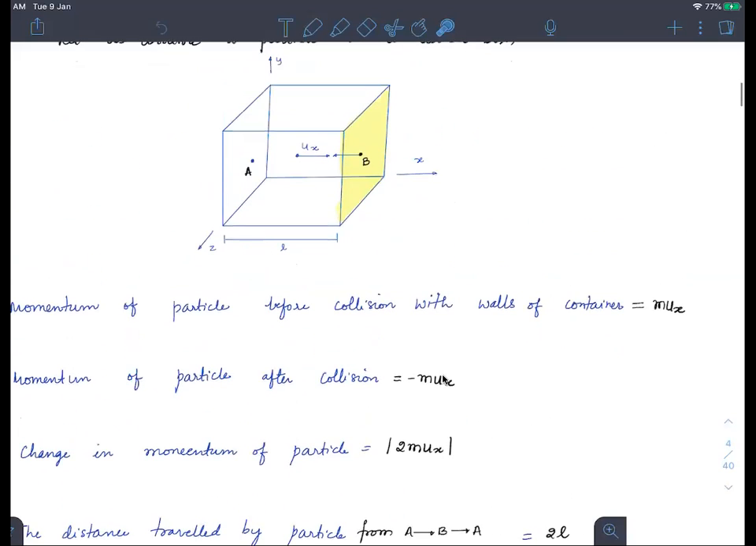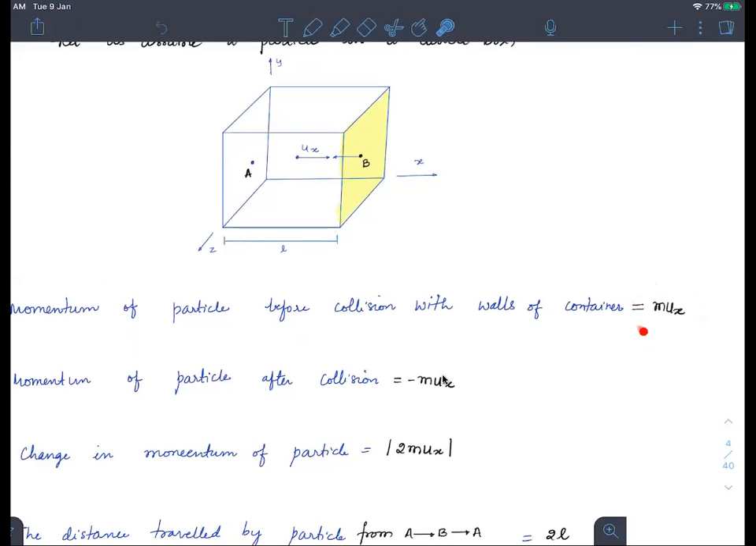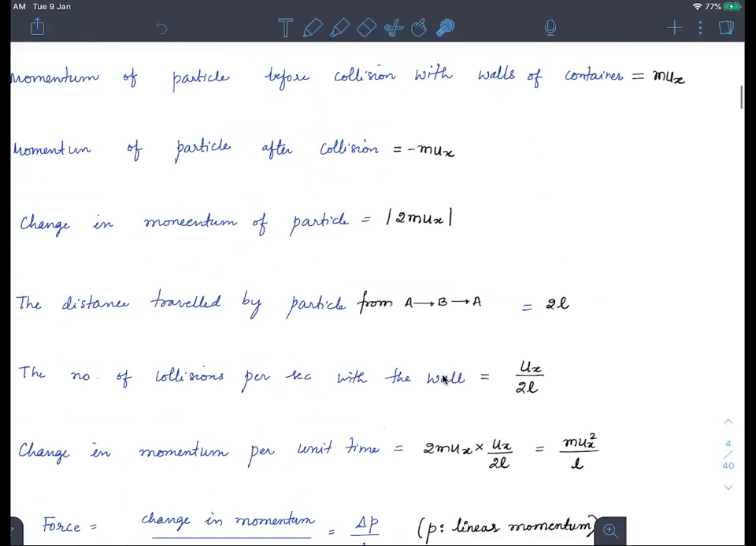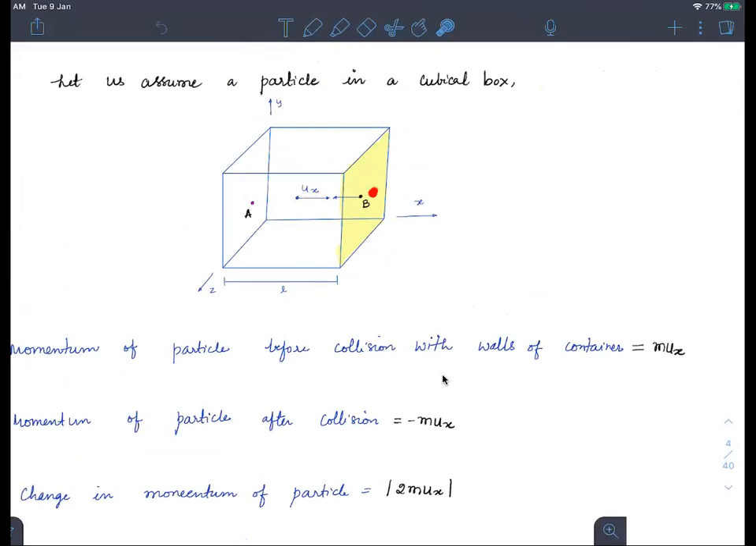We can check the momentum which it is carrying. Before the collision it is m into ux. After the collision, it is minus mux. The change in momentum would be 2 times mux, this minus of minus this. This is the change in momentum. And the distance traveled from A to B and coming back to A will be this L distance twice, so 2L.